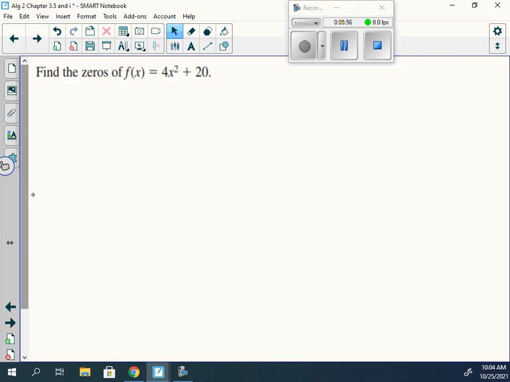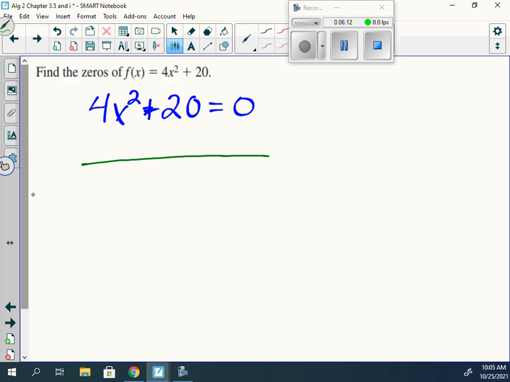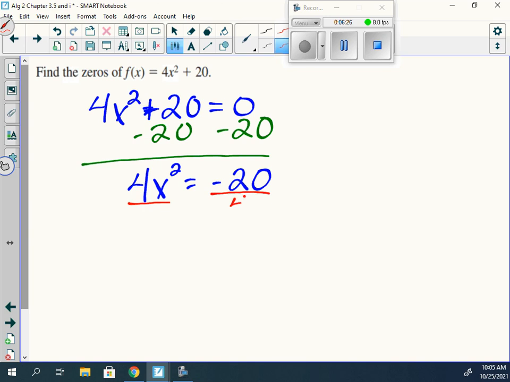4x squared plus 20 is equal to 0 is this here. Well, if we want to find the zeros, we're just setting this equal to 0. What would we do first? Well, we would subtract 20 from both sides, which will tell us that 4x squared is equal to negative 20. We're going to divide both sides by 4, which tells us x squared is equal to negative 5.